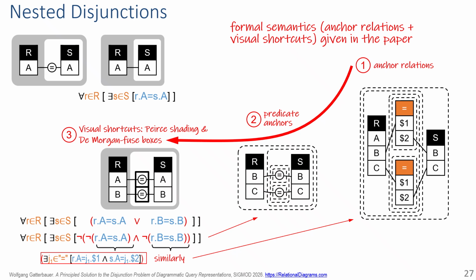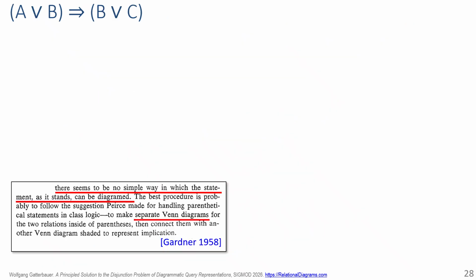Now that we have all the tools, we can solve one of our earlier puzzles. Our original puzzle by Martin Gardner. His statement, remember Martin Gardner was a master of mathematical games and logical puzzles, and he said there seems to be no simple way in which the statement A or B implies B or C can be shown in a diagram. So what Martin Gardner did, he proposed to use Venn diagrams.